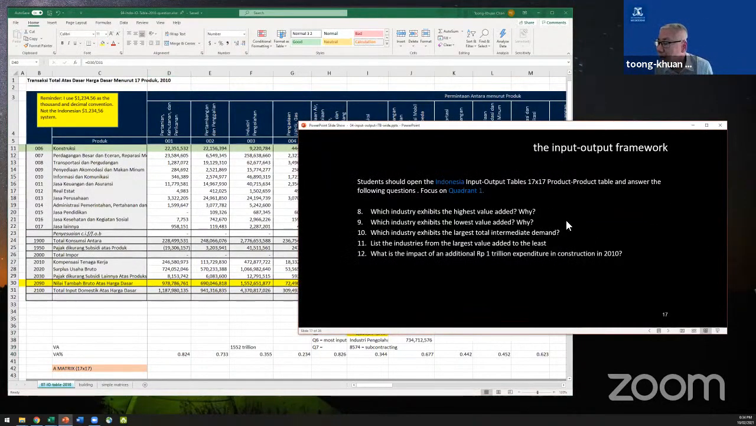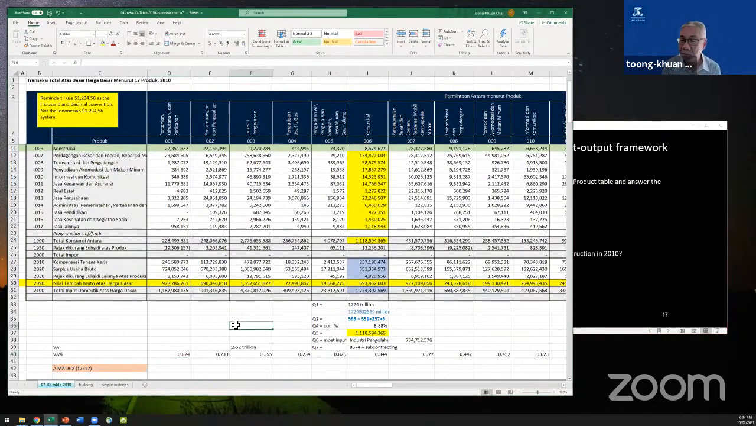Okay, next one. Which industry exhibits the largest total intermediate demand? Question 10. Largest total intermediate demand.